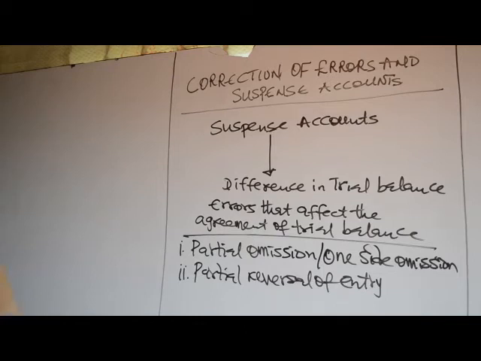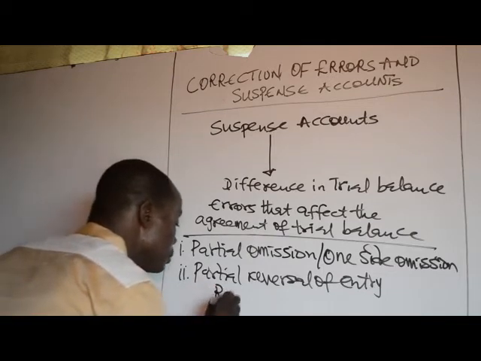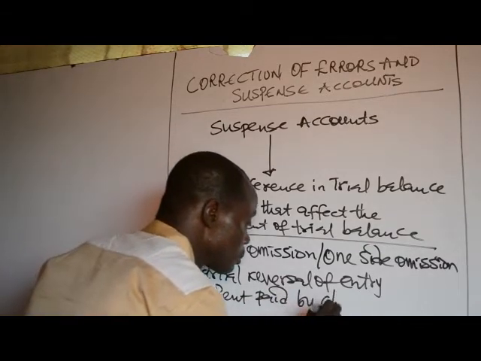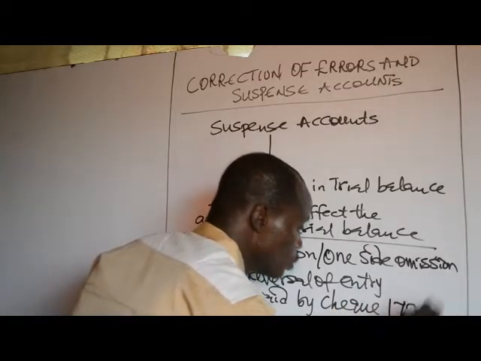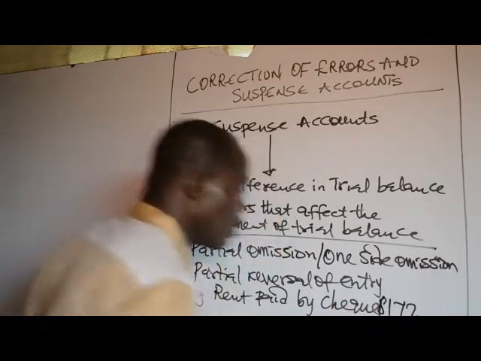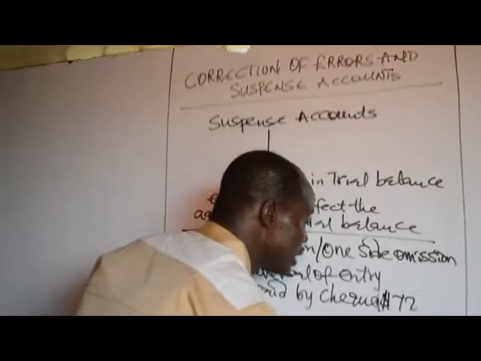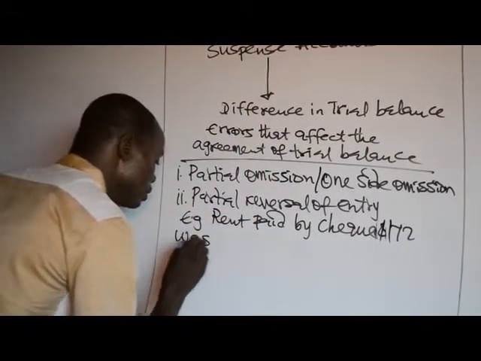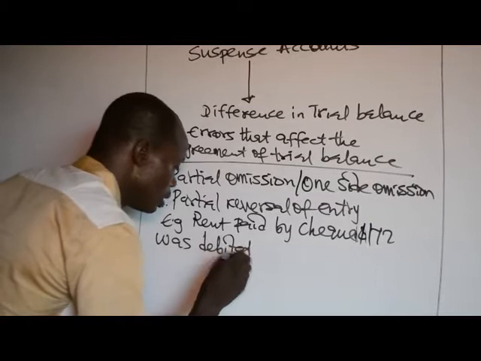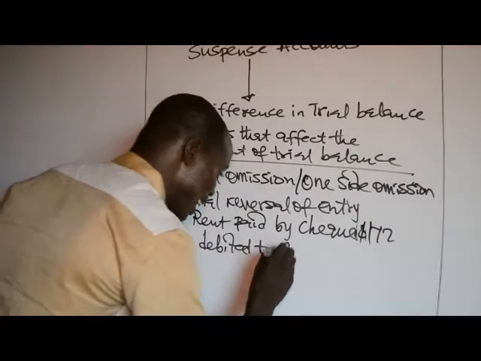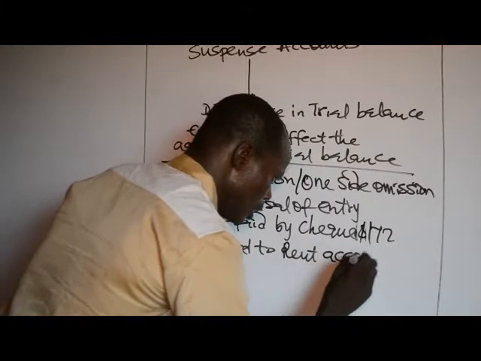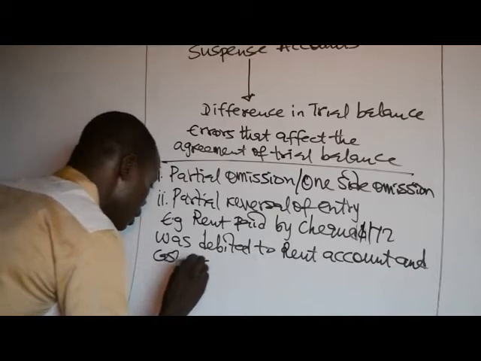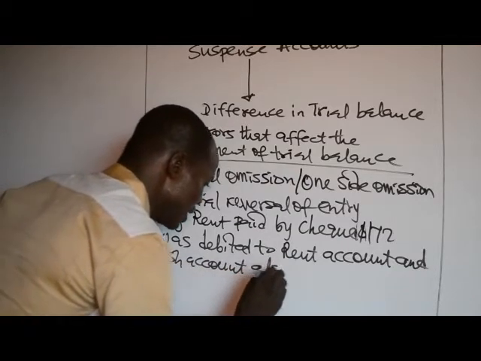Example: rent paid by check, $172. Rent paid by check $172 was debited to rent account and cash account also debited.